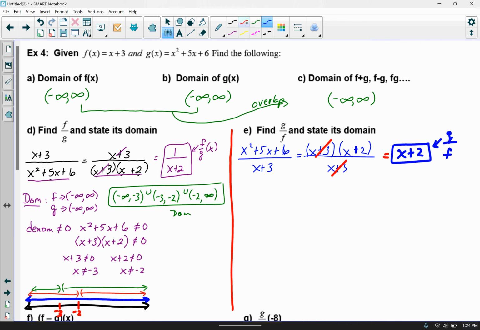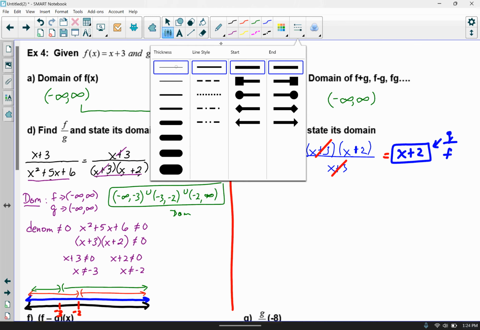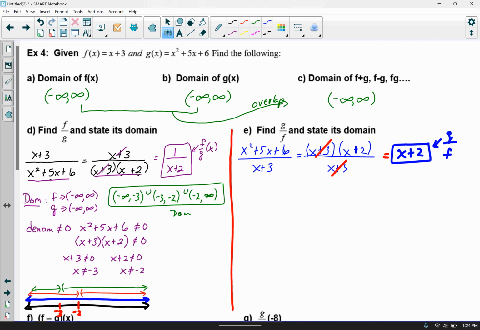So now to find my domain, it's still going to work the same way. To find your domain, it's still the two functions, f and g, which we know are both negative infinity to positive infinity, okay? Then the denominator can't equal 0, and this one really illustrates that. Remember, the denominator cannot equal 0. If you go to the final answer, you don't have a denominator, and that could really trip you up.